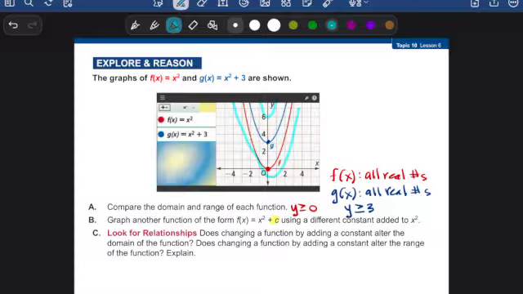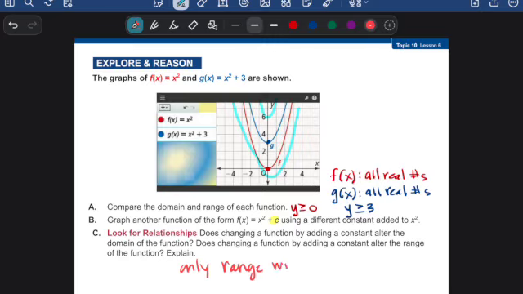So when we're only adding a constant to the whole function, when we are shifting it vertically, only the range is changing. The domain will still be all real numbers, but only the range changes as we are adding that constant c to the outside of the function, or outside of the parentheses.